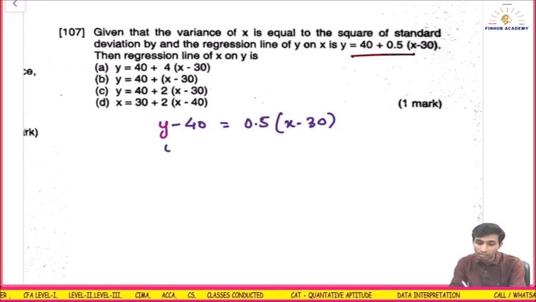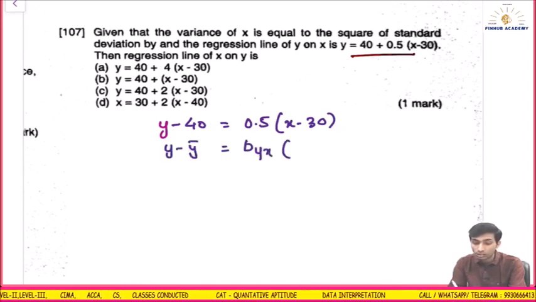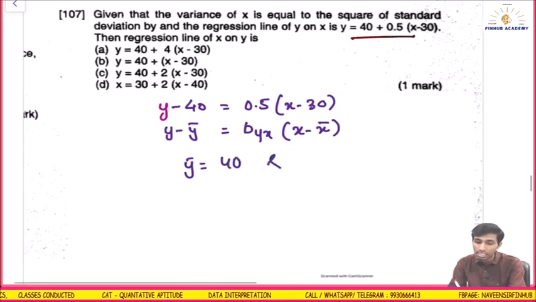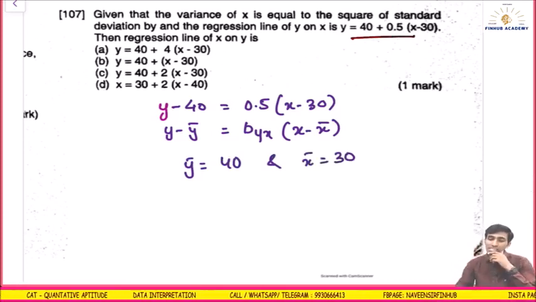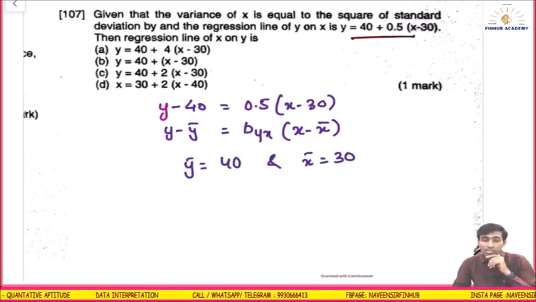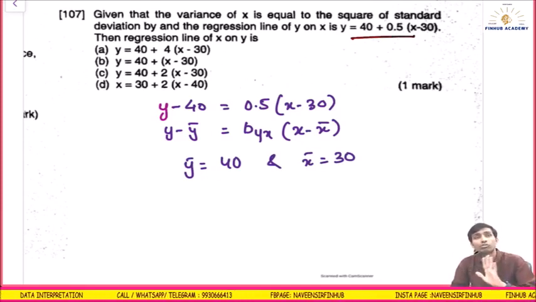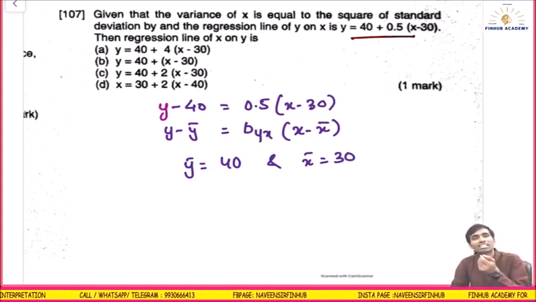So it can be y minus y bar equals b y on x into x minus x bar. By observation, I can say that the mean of y is 40 and x bar is equal to 30. So what information is missing? They are saying that the product of b y on x and b x on y, maximum it can be 1, it should be less than 1. So they are saying that it is 1.